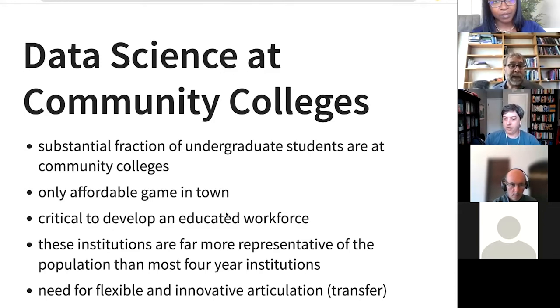And there's really a need for flexible and innovative articulation. That articulation is a key. When students take a course at community colleges, it has to transfer. Otherwise, it's a waste of time and effort that really may cause them not to be able to reach their dreams and achieve their goals.